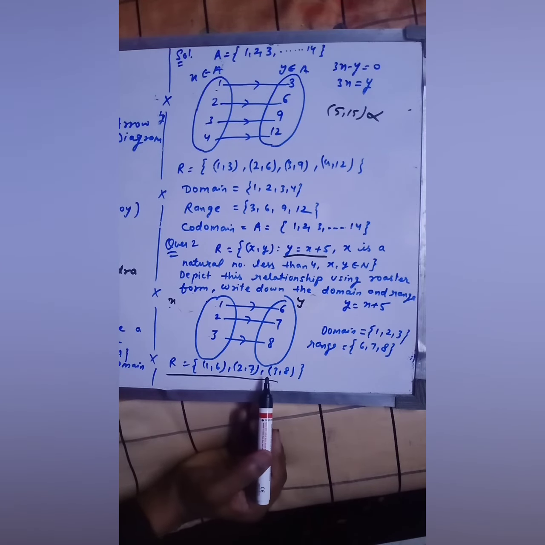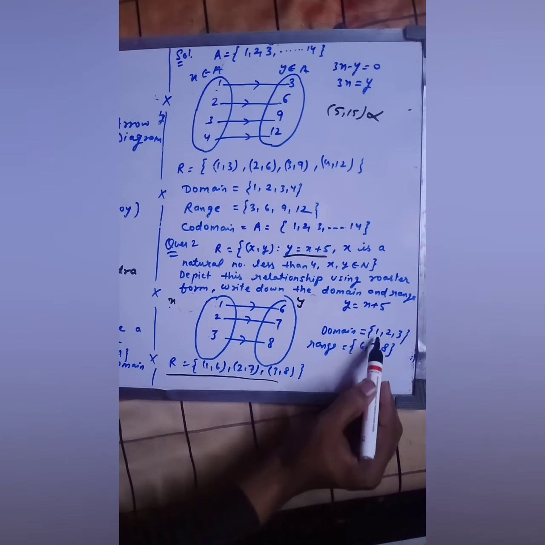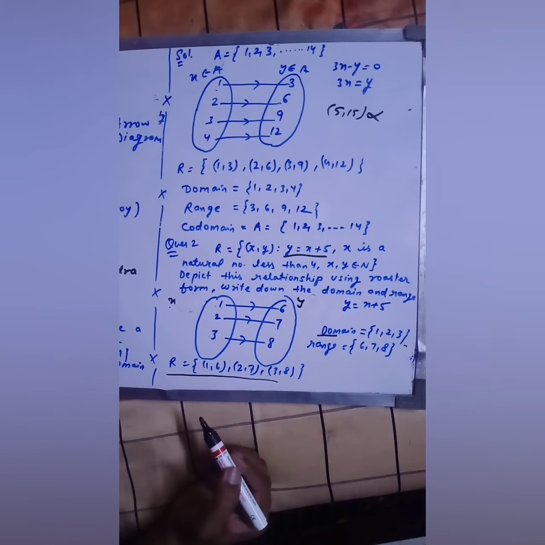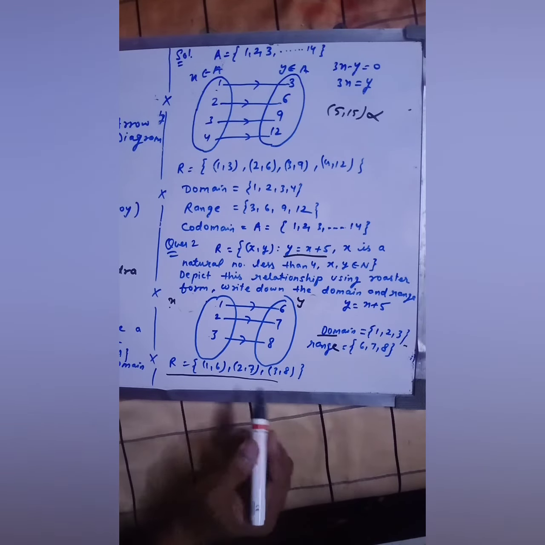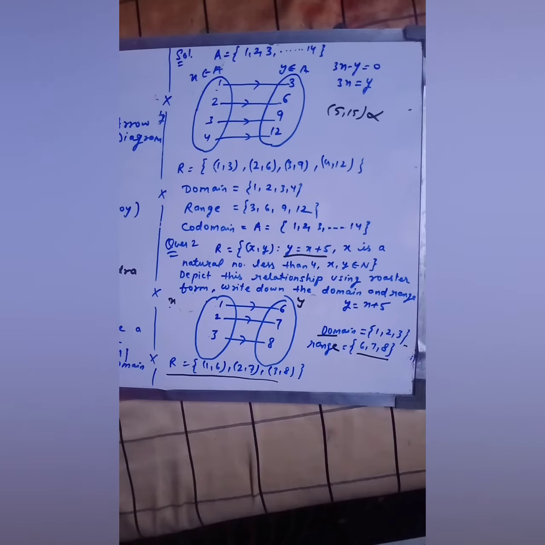And you have to find out the domain. So the domain would be the first elements 1, 2, 3. So this is called the domain of the function, the domain of the relation. And if you have to find out the range, then 6, 7 and 8. 6, 7, 8 would be the range of the given function. So this is how we can solve question number 2. Got it?